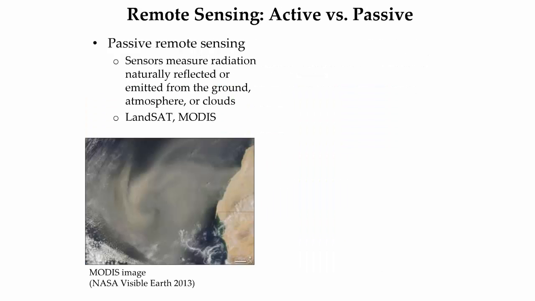Remote sensing techniques are either passive or active. Passive remote sensing measures radiation naturally reflected or emitted from the ground, the atmosphere, or the clouds. The primary radiation source for passive remote sensing is the sun. Thus, passive remote sensing satellites such as Landsat and MODIS constellations operate only in daylight conditions.